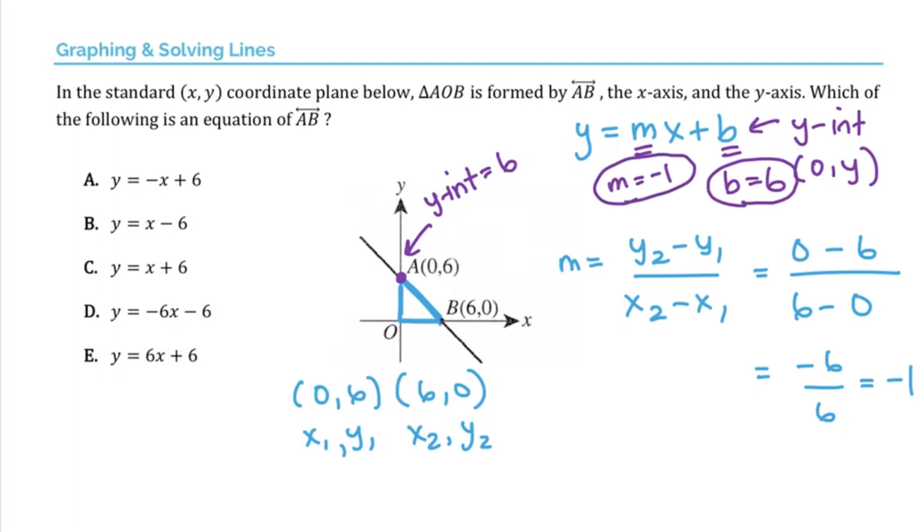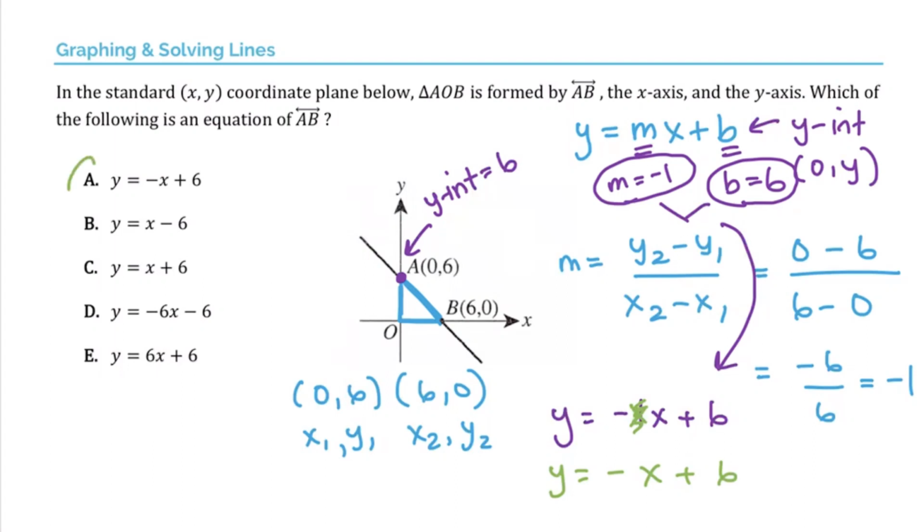So what I'm going to do is I'm going to say my slope is negative 1. My y-intercept is 6. And so when I take that information and I plug it in, I'm going to have y equals negative 1, which is our slope, times x, plus b, and remember b, the y-intercept, was 6. So the correct answer is y equals negative 1x plus 6. Remember that this negative 1, that 1 can kind of be invisible, and you can cross it out, and it's just the same thing as y equals negative x plus 6. So it looks like A is going to be the correct answer to this question.